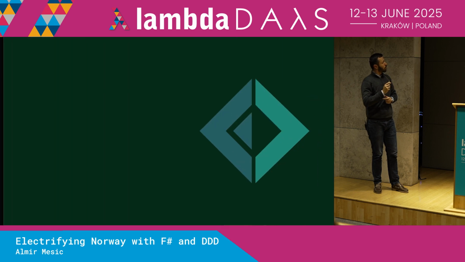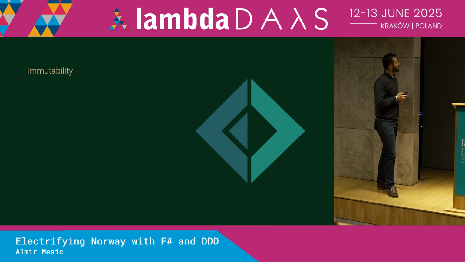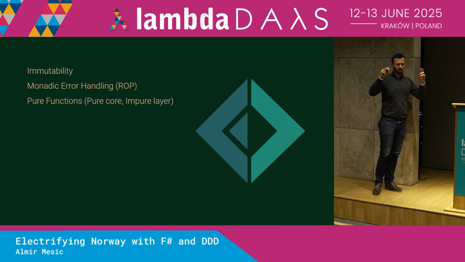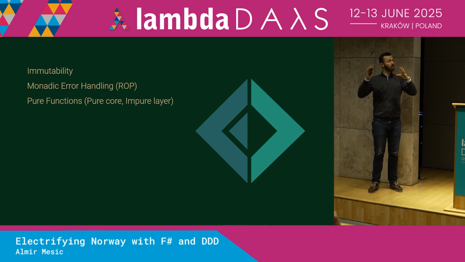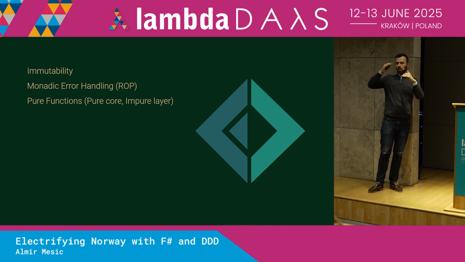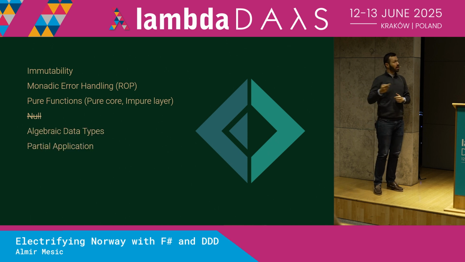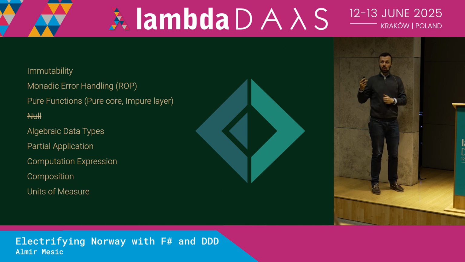Right. So the question is, why did we go for F#? To name a couple of things: immutability, of course, monadic error handling, also known as railway-oriented programming, pure functions, or let's say functional architectural style. We try to keep the core, the main, as pure as possible, and then have an impure layer, meaning reading or writing from the database and the graphical interface. The absence of null is really nice. Algebraic data types, partial application, computation expressions, composition, and units of measure.